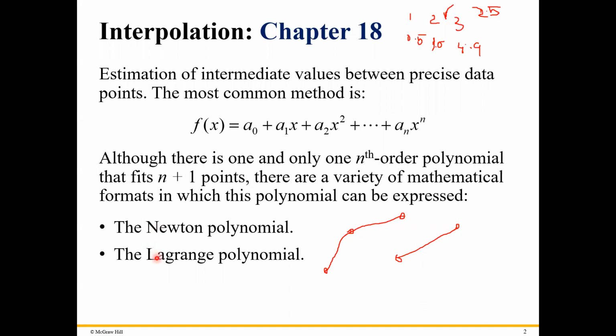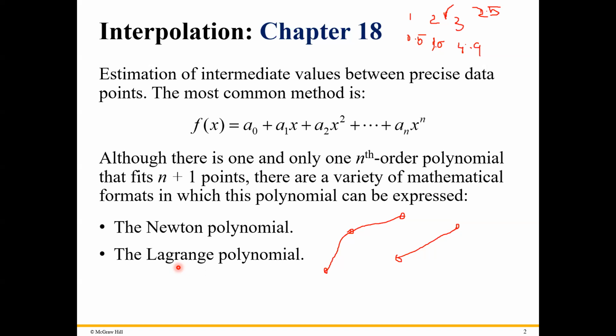Both methods are mathematically equivalent with each other. So there is no difference between these methods, but the form of the formula, the form of the equation, is different. Mathematically, both formulas are the same and will produce the same results. The advantage of the Lagrange polynomial is that it is relatively easier to program on computers, that means on MATLAB or Excel, etc.